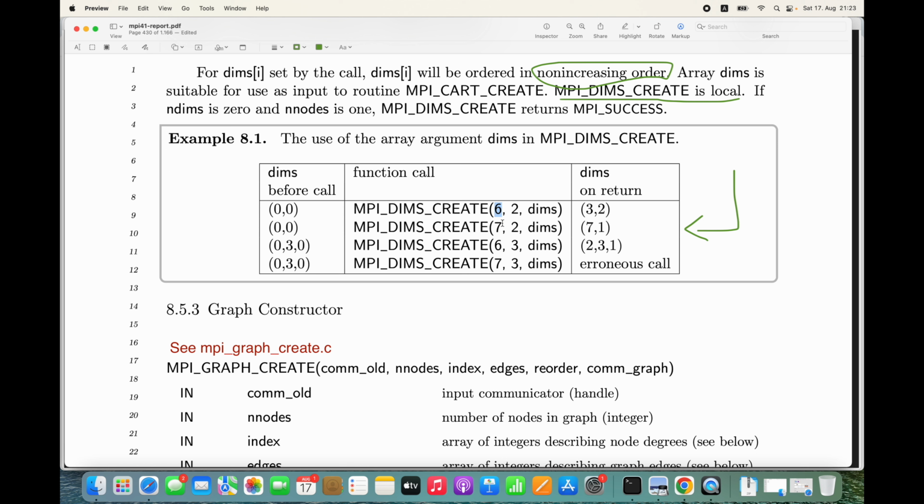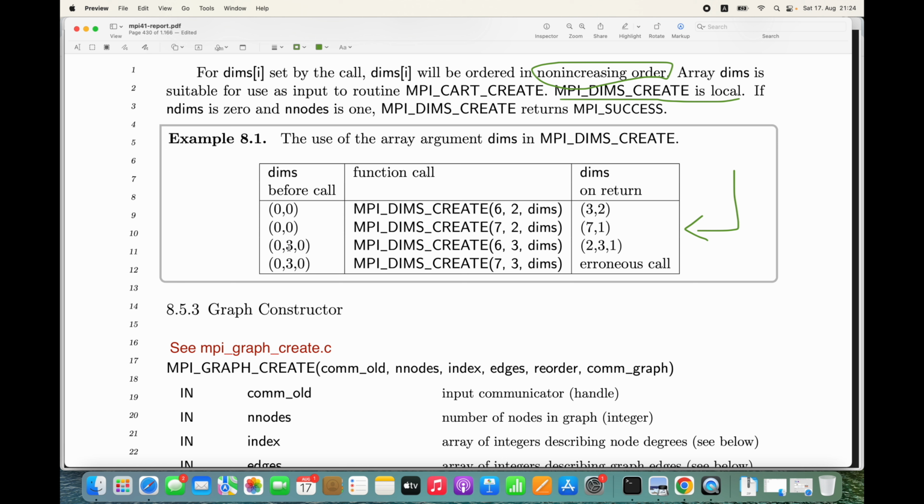You have 7 processes. You want to have 2 dimensions, and your initial values are 0 and 0, it's going to dump out 7 and 1, because 7 times 1 is going to be 7. You're going to have 6 processes, 3 dimensions, and you have another restriction, and the restriction is that the second value is going to be 3.